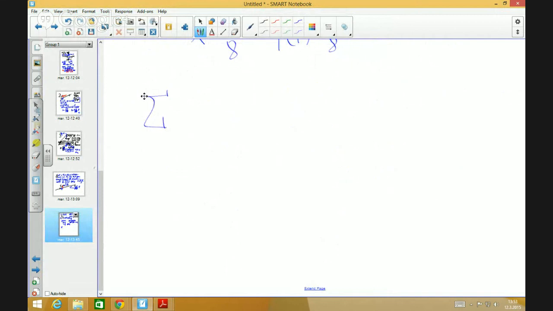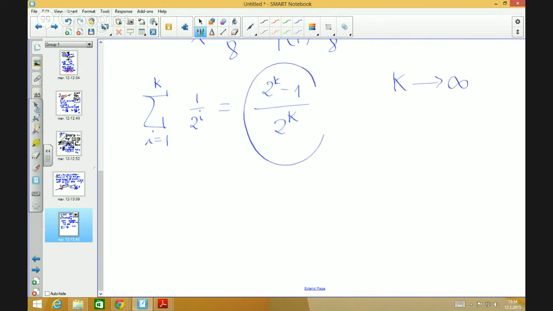Okay, so let's see. So this is the sum for i that goes from 1 to k of 1/2 to the i. Well, there is a formula for that, and this formula would tell you that this is (2 to the k minus 1)/2 to the k. And now I think you can see that if k grows, and it goes to infinity, this quantity here is going to approach 1.